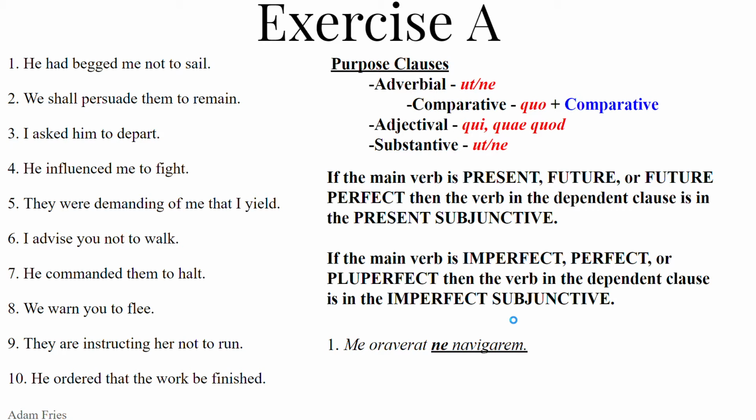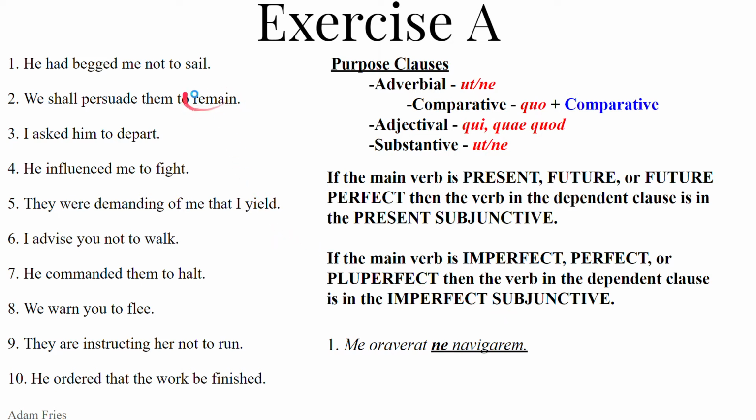Optime, sententia secunda. We shall persuade them to remain. For persuade, we want persuadeo, persuadere, persuasi, persuasus. It always takes the dative case. It's an intransitive verb. So we shall persuade, it's the second conjugation, persuadebimus. And them is going to be the dative plural of is, ea, id, and that's going to be eis. Eis persuadebimus. We shall persuade them.